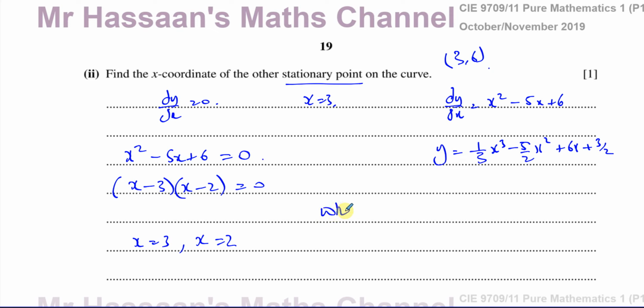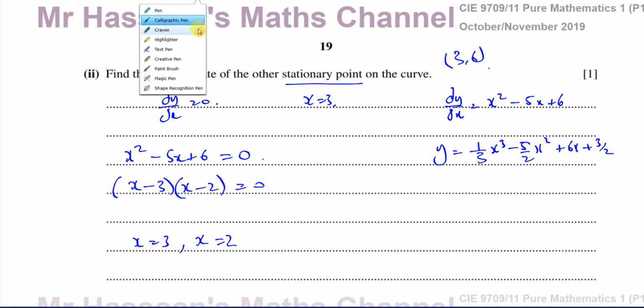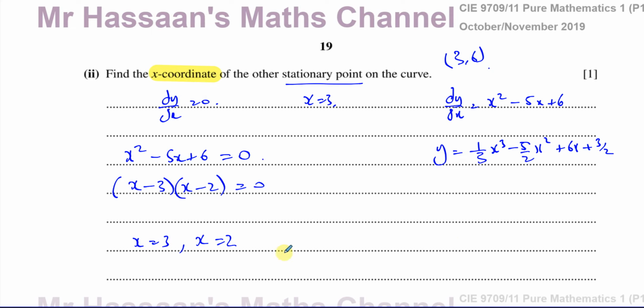So when x equals 2, it says find the x coordinate. Okay, again, reading the question is important. It says find the x coordinate. So up to now, that's all they wanted. If it said find the coordinates, you would then put x equals 2 in here and find the y coordinate as well. But here, they just want the x coordinate. So the x coordinate is x equals 2. That's the answer to part 2. It's only worth 1 mark, as you can see.